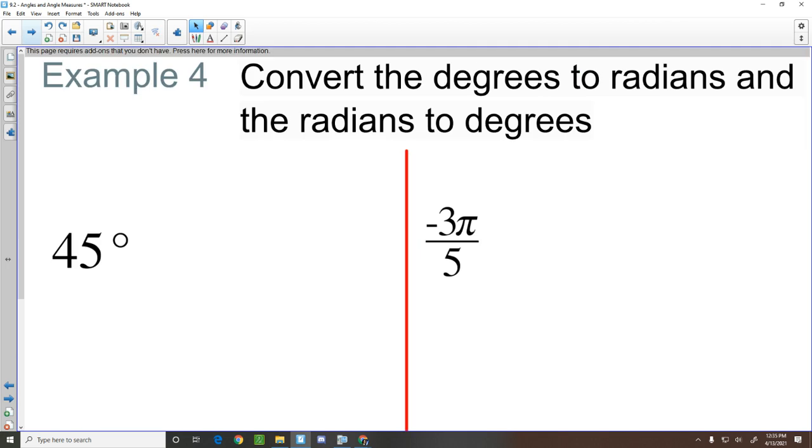All right, go ahead and try the next slide. I want you to try to convert these two on your own. Convert the degrees into radians, and then convert the radians into degrees.